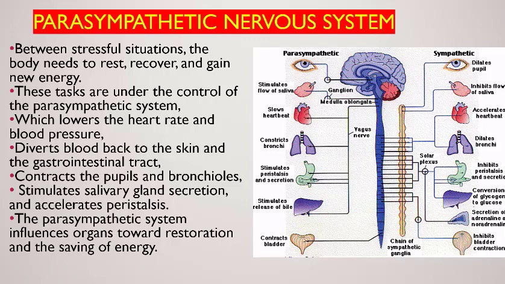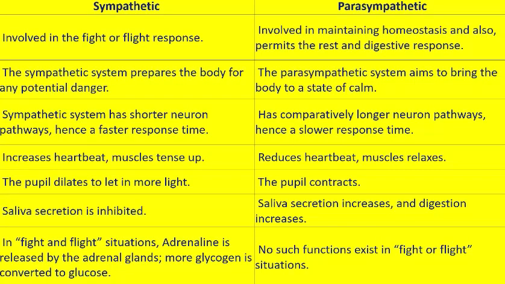During digestion, food is absorbed and energy is obtained or restored from the food. So, the difference between the sympathetic and parasympathetic systems: the sympathetic system is involved in the fight or flight response. The parasympathetic system is involved in maintaining homeostasis and also promotes the rest and digestive response. The sympathetic system prepares the body for potential danger, the fight or flight mode. The parasympathetic system aims to bring the body to a state of calm.